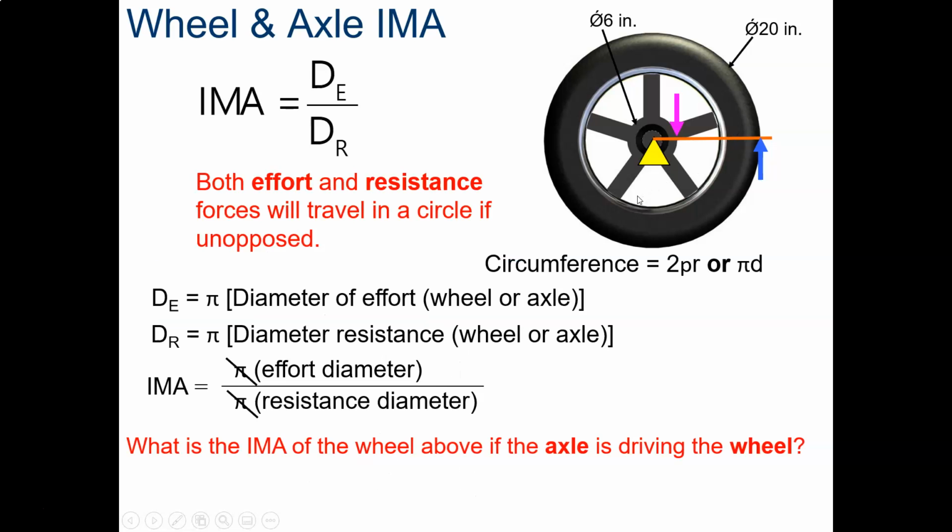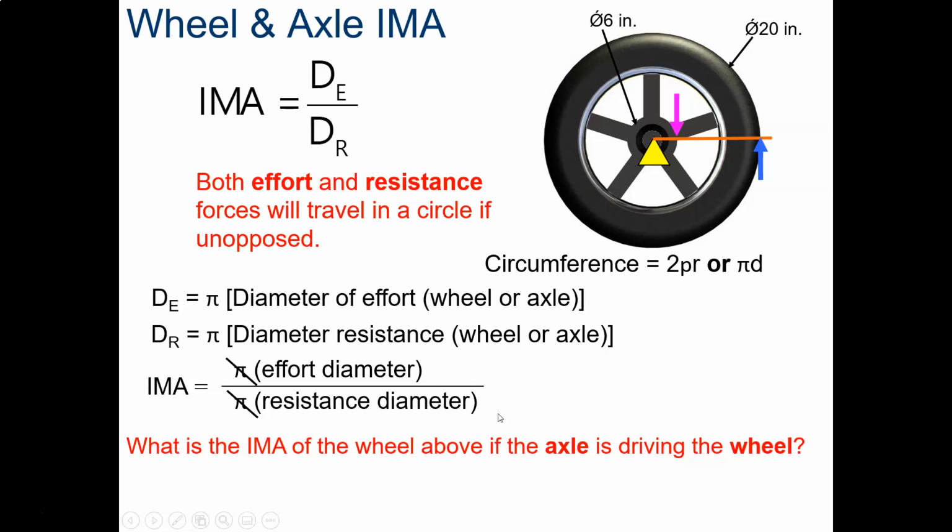Basically, what Project Lead the Way is saying here is that we can use the diameters in our IMA equation. Now, you need to make sure that they're both diameters or both radii. You can't use the diameter of one and the radius of another. So they either have to both be in diameter or both be in radius.